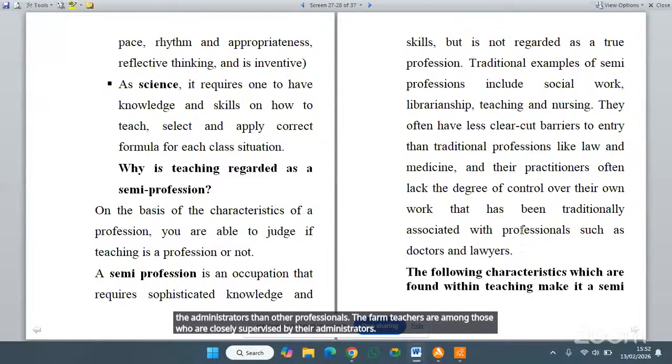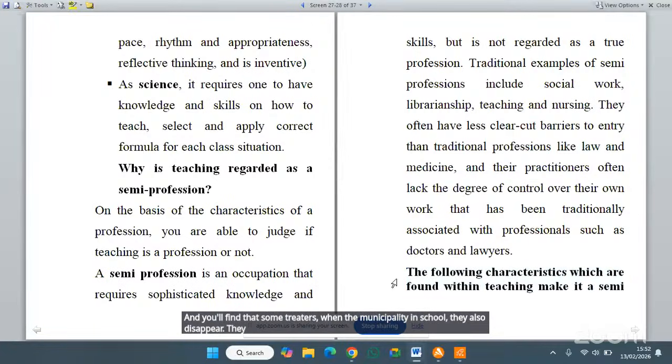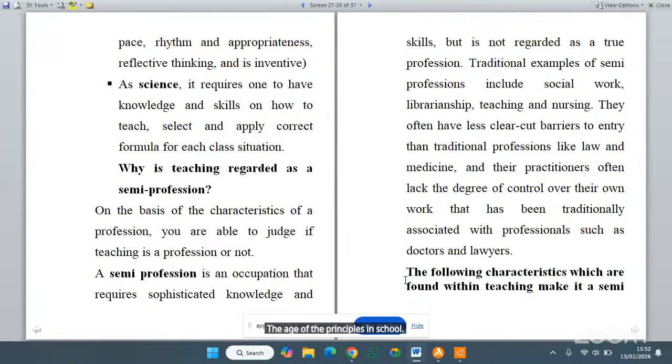And you'll find that some teachers, when the principal is not in school, they also disappear. They don't work. They wait. If the principal is in school, they are very busy, working very effectively. When he leaves, they also leave. That is no profession. Professionals are self-controlled. They have a degree of control over their own work.